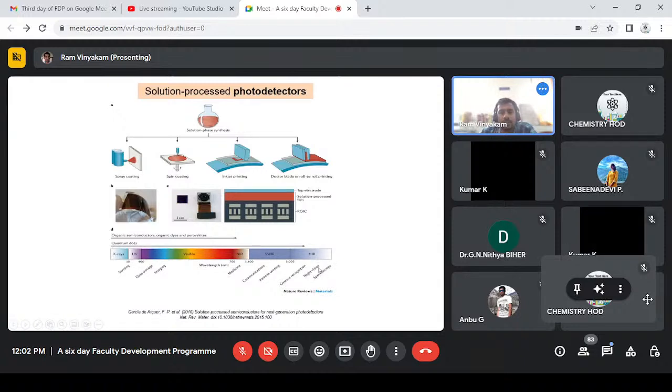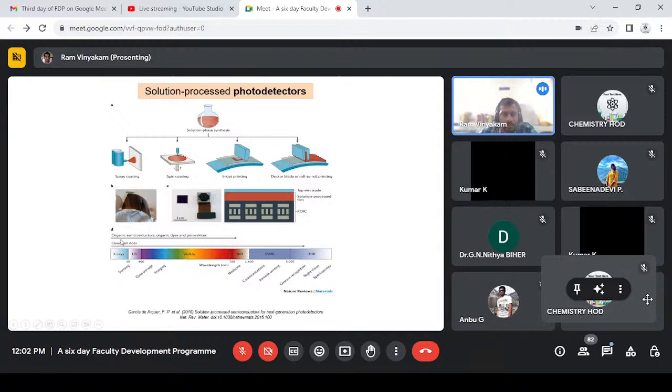You can start if you are working on organic semiconductors, dyes, perovskites, quantum dots. You can tune from the X-ray to even near the high IR, so around 3000 nanometers. So each has its own applications.